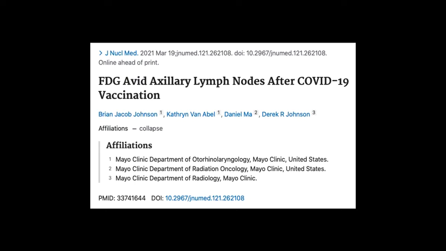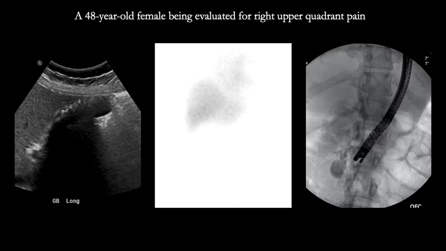Here is a good reference article on FDG avid axillary lymph nodes after COVID-19 vaccination. Our second case is a 48-year-old female being evaluated for right upper quadrant pain.